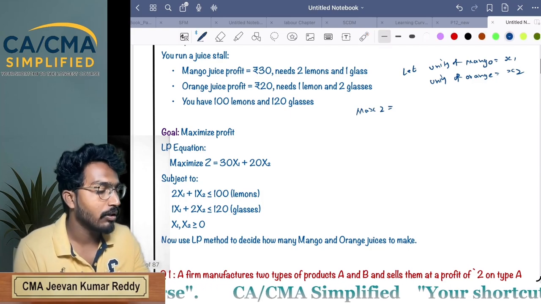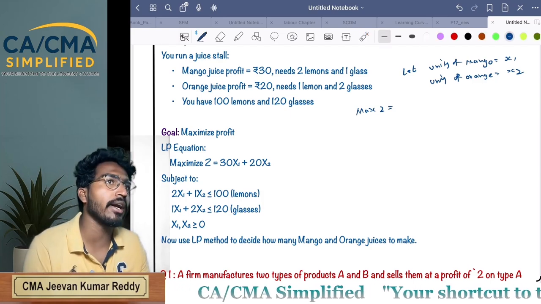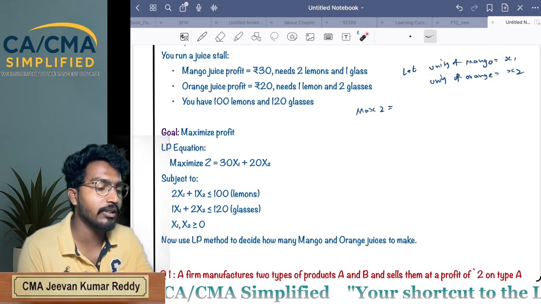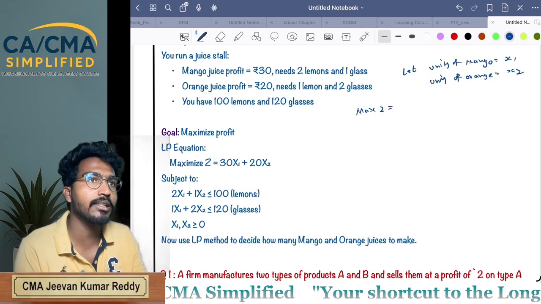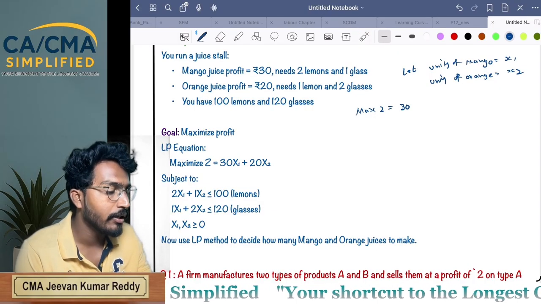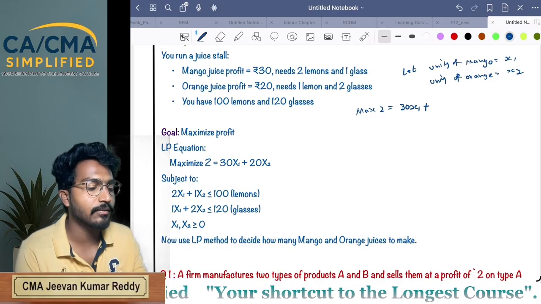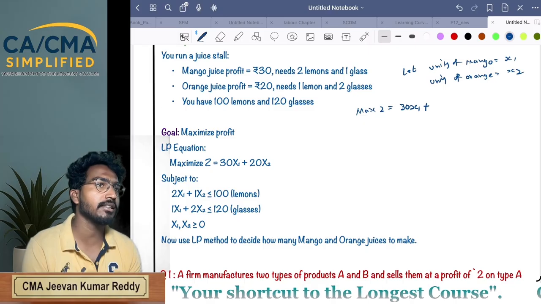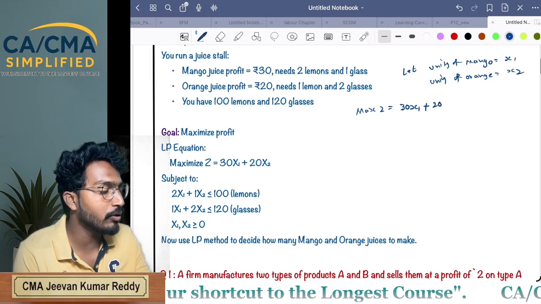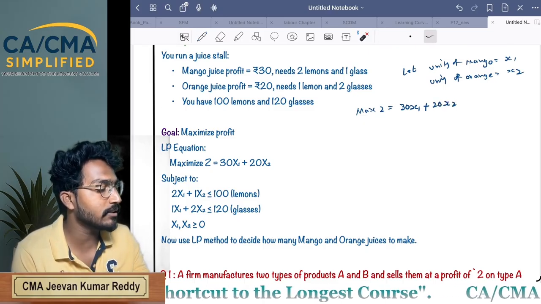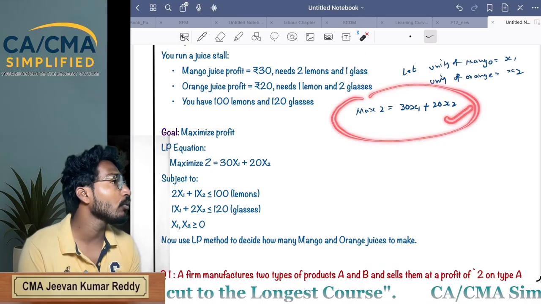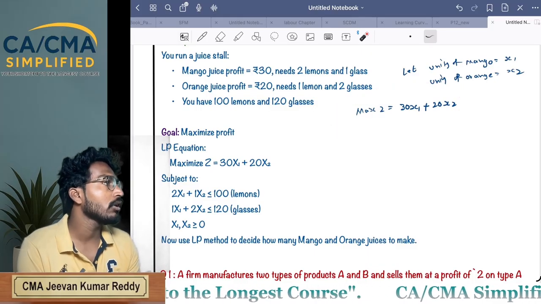Now, for each order you will get how much? 30 rupees. That means for each unit you will get how much? 30 rupees. 30 into number of units you don't know. We take it as x1, plus. For orange it is 20 into x2. This is the objective function.